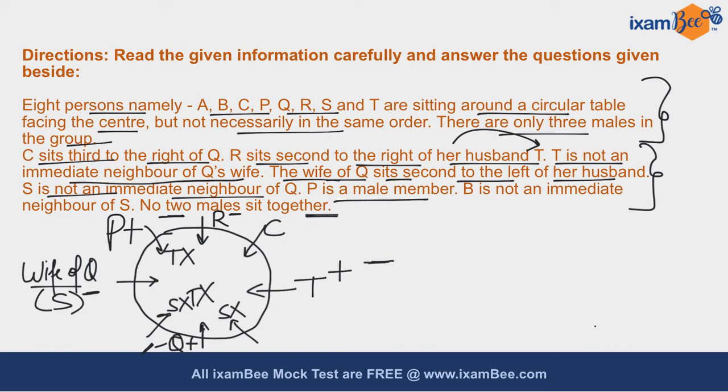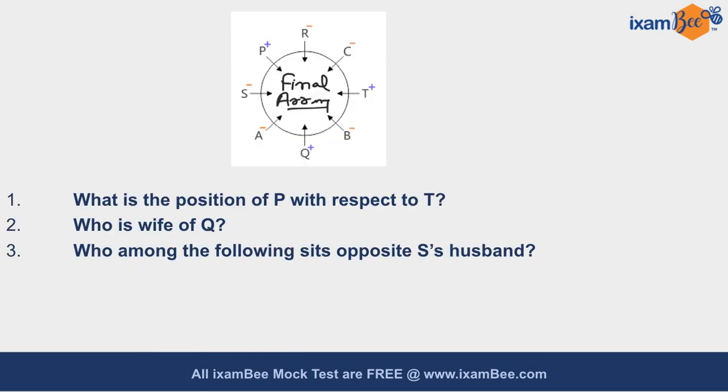Now it is given to you that B is not an immediate neighbor of S, so I can place B over here. Also, I know that no two males sit together, so the gender of B is female and the remaining person left out is A, and the gender of A is also female because we know that two male persons cannot sit together. So this is our final arrangement, and basis on this, let us answer some questions.